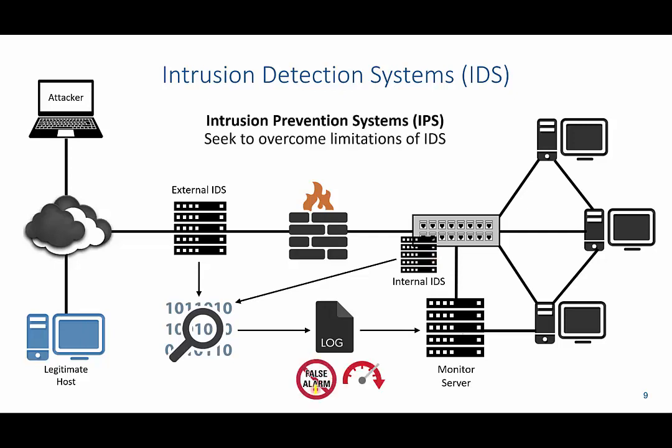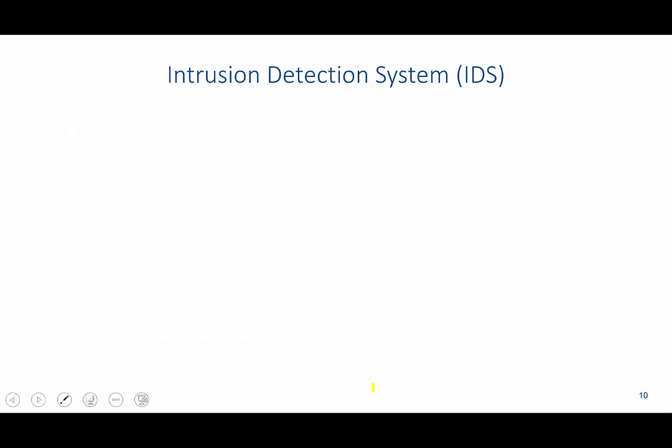Now, a lot of these could generate false alarms, so they've also come up with an intrusion prevention system which seeks to overcome the limitations of the intrusion detection system. It reduces the amount of false alarms and is a lot quicker than an intrusion detection system in that it focuses on preventing rather than detecting those events, so we don't have as many issues to look at.